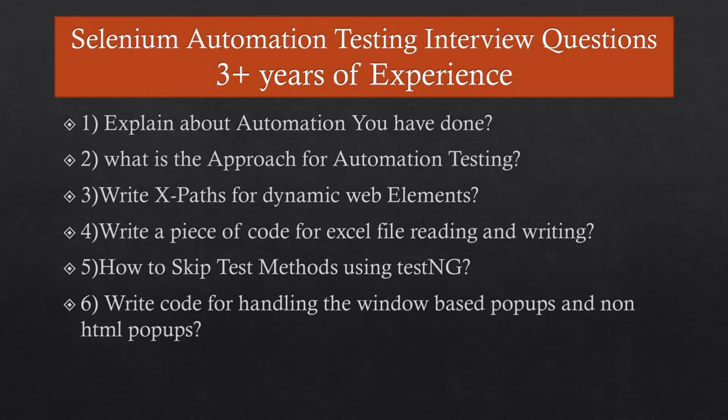Also, how to skip test methods using TestNG. There are different ways to skip TestNG methods. And also, write code for handling window based pop-ups and non-HTML pop-ups. For this, how can we handle these window based pop-ups and non-HTML pop-ups? We have to use AutoIT, because Selenium doesn't support them. With the help of Selenium we are not able to automate these window based pop-ups and non-HTML pop-ups.